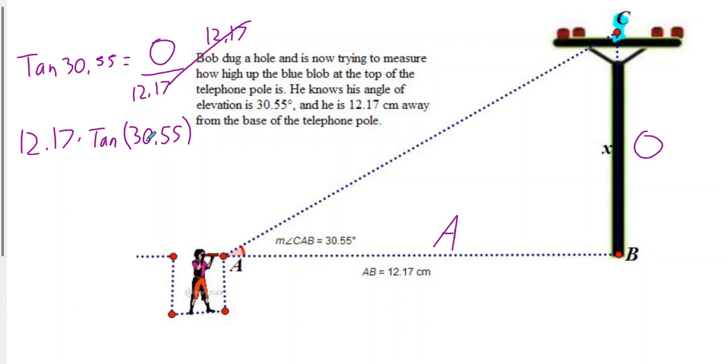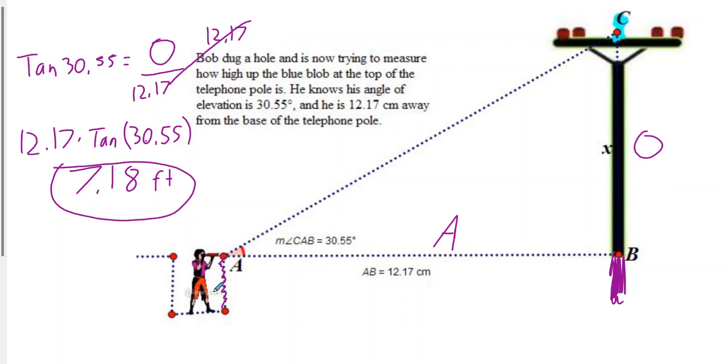Tangent of 30.5. And the height is going to be 7.18. Since they're using 2 decimal places, I'll use 2 decimal places. This would be feet. Now, you're probably wondering, why did he dig a hole? Well, if he didn't dig that hole, he would have to add this height from I down onto the bottom of the height that he got. He's only measuring from his eye.